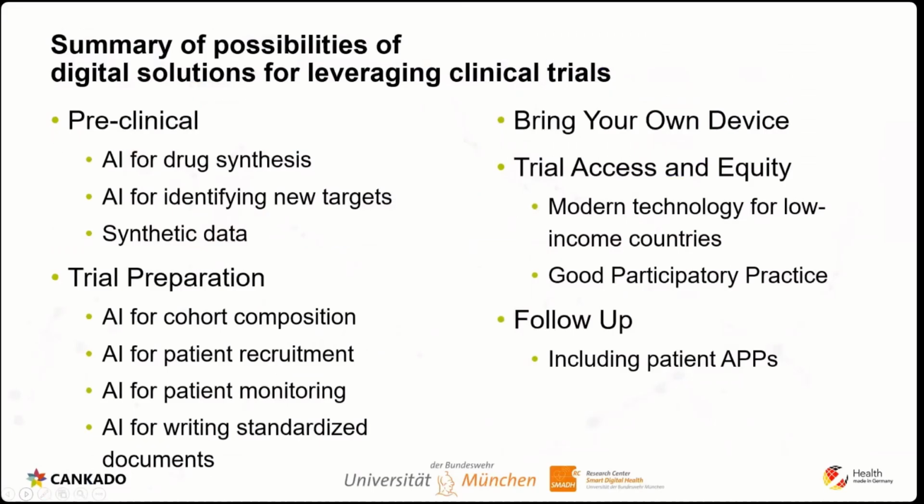So, as I said before, I just want to give you a brief overview and some feelings what can be done by technology. We talked about preclinic. There are different ways of AI for drug synthesis, identifying the targets. Synthetic data is one very important thing. We can use it for trial preparation, AI for cohort composition, for patient recruitment, patient monitoring, writing standardized documents. We talked about bring your own device as a new opportunity to get raw data or real world data, and also trial accessibility and follow-up are things where new technology can be used.